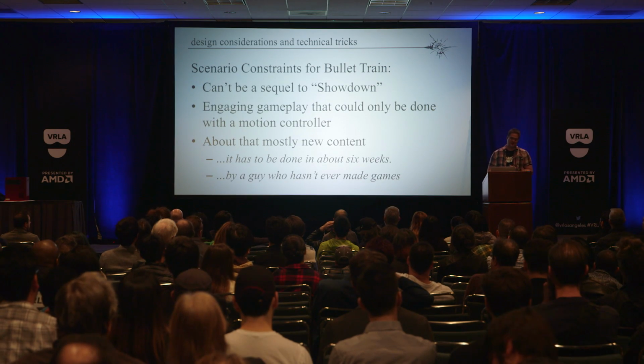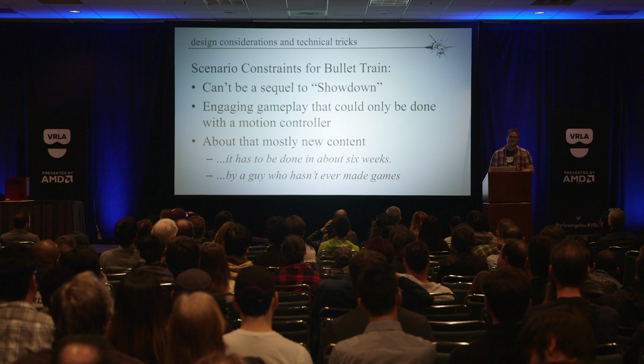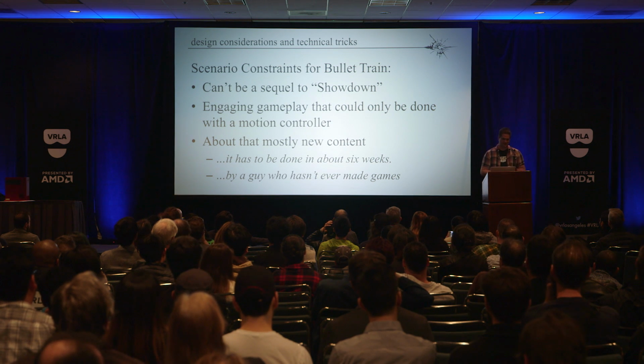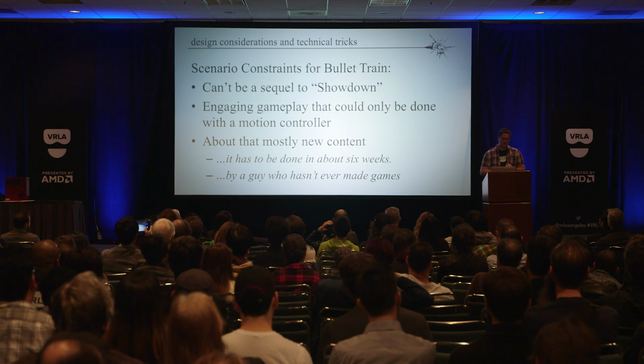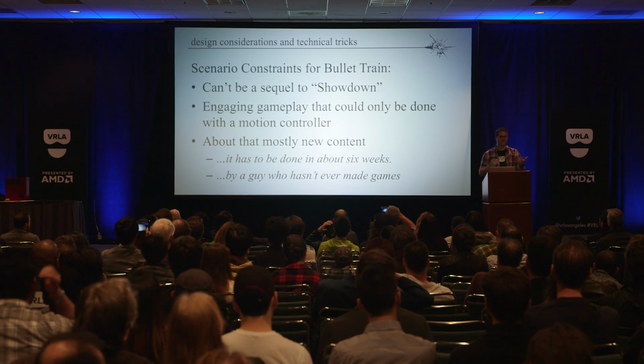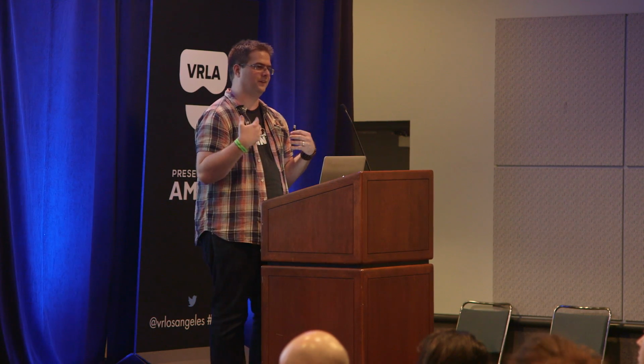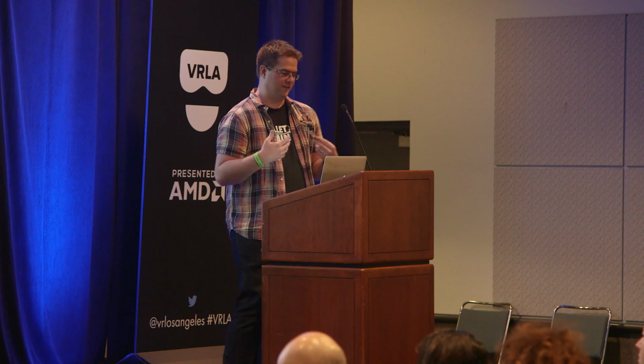The scenario constraints for Bullet Train is that they didn't want a sequel to Showdown. They felt Showdown had its day, it's run its course, so we needed something totally new. Engaging gameplay that can only be done with the motion controller. So now that we had these motion controllers and you could pick up and touch things in the world, what are the interesting things we can do with that really will change people's perspective on VR?